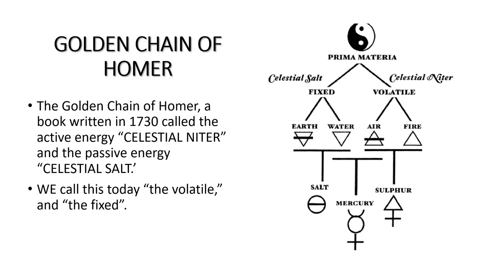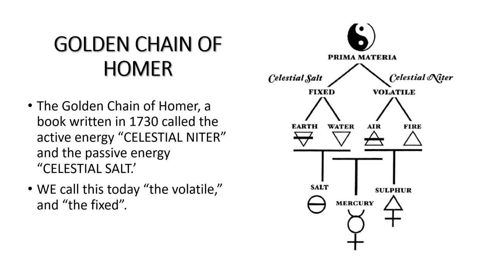The ancients used the Golden Chain of Homer, a book written in 1730, which called the active energy celestial nitre, or niter, depending on whether you're using the old Latin translation, and the passive energy celestial salt. We call this today the volatile and the fixed.